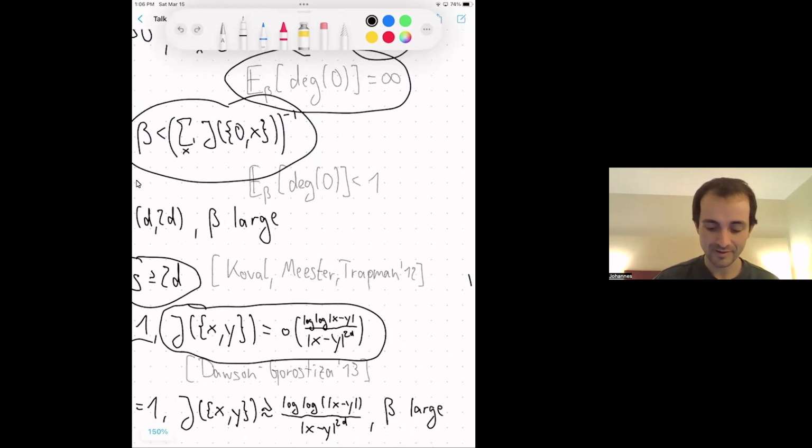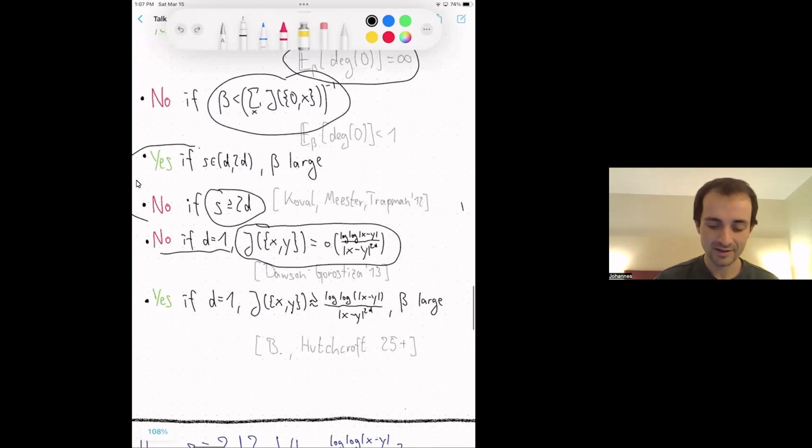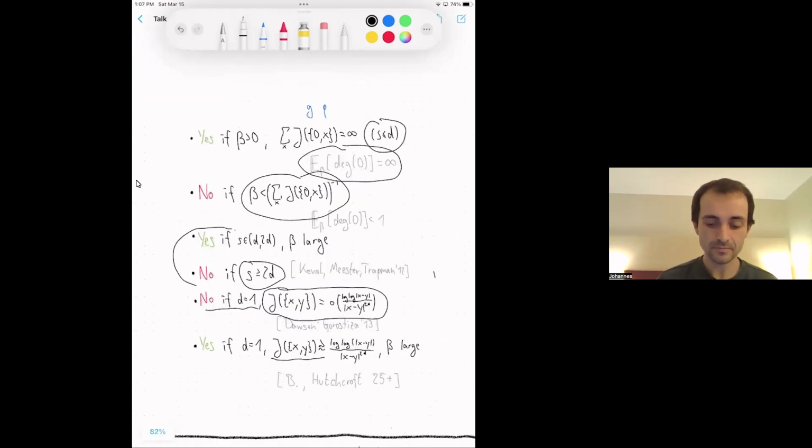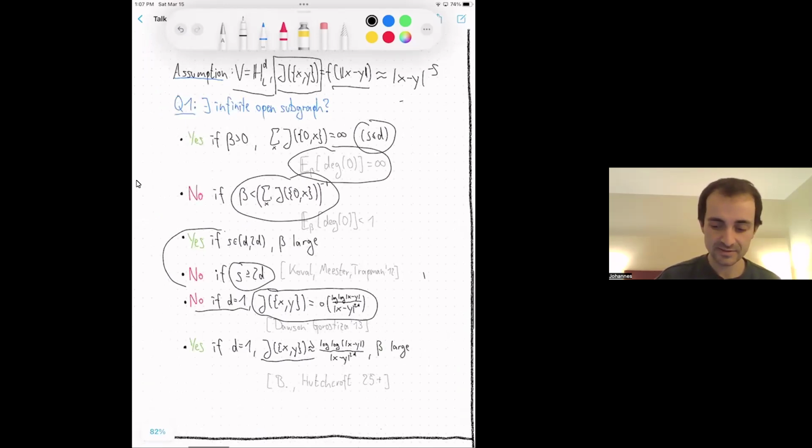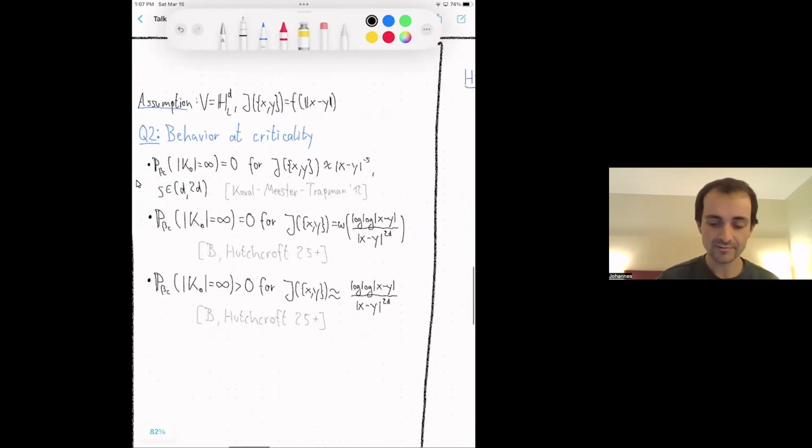And together with Tom Hutchcroft, I showed that this is optimal. So if the function j grows at least like log of the distance divided by x minus y to the power 2d and beta is large enough, then you actually have an infinite open cluster. So that's about the existence of phase transitions. So now about continuity of phase transitions. So the behavior at criticality.